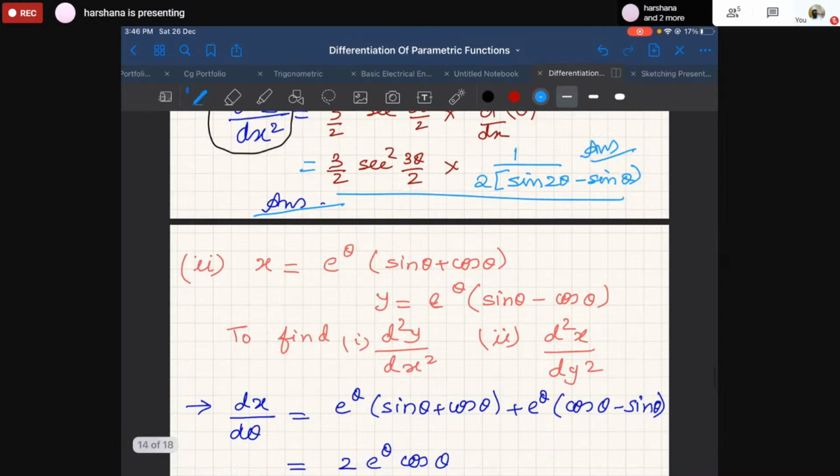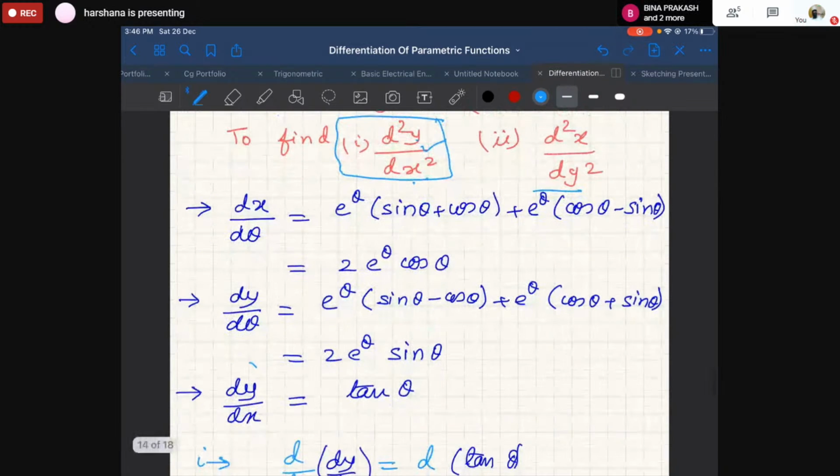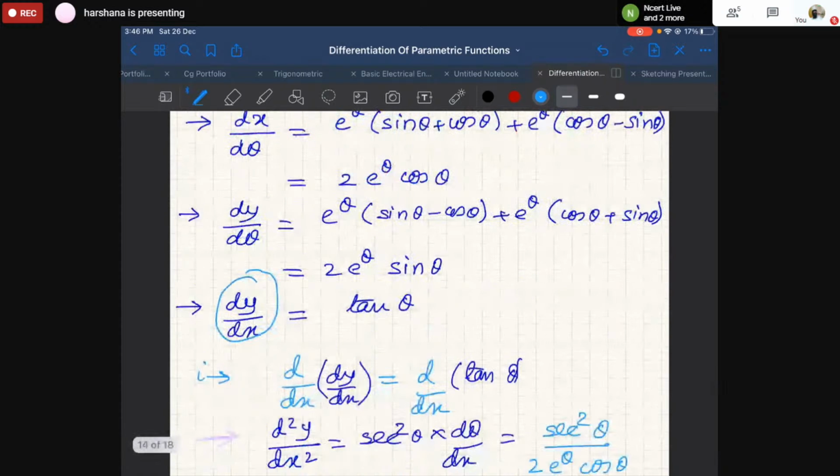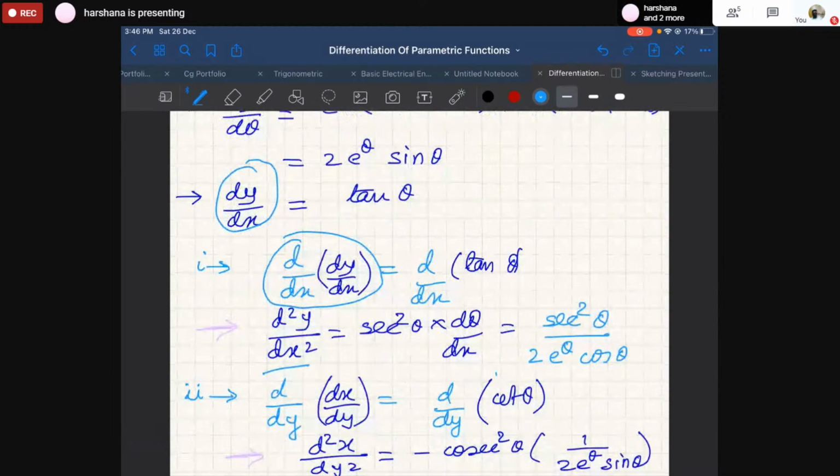Another variation that I have taken up in this: the first question is the same, finding the second derivative of y with respect to x. So we will have to get dy on dx, and from there we go in for differentiating once again, we get d2y on dx square.